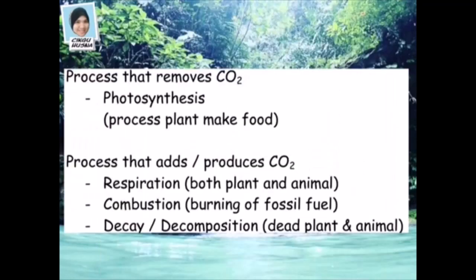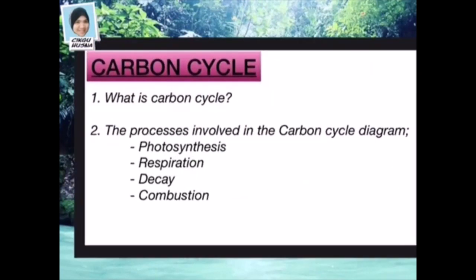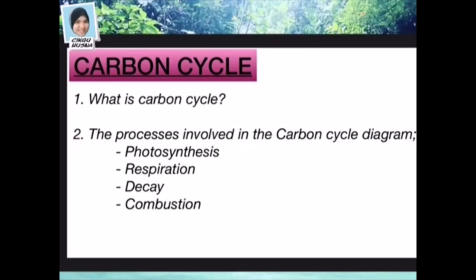So in short, there's only one process that removes carbon dioxide from the air, which is photosynthesis. And then the processes that add or produce carbon dioxide, there are three. It's either respiration from plant and animal, combustion from the burning of fossil fuel, or decay from dead plant and animal. Another word for decay is decomposition. Okay, with that, we have completed the two learning objectives that you want to achieve today.